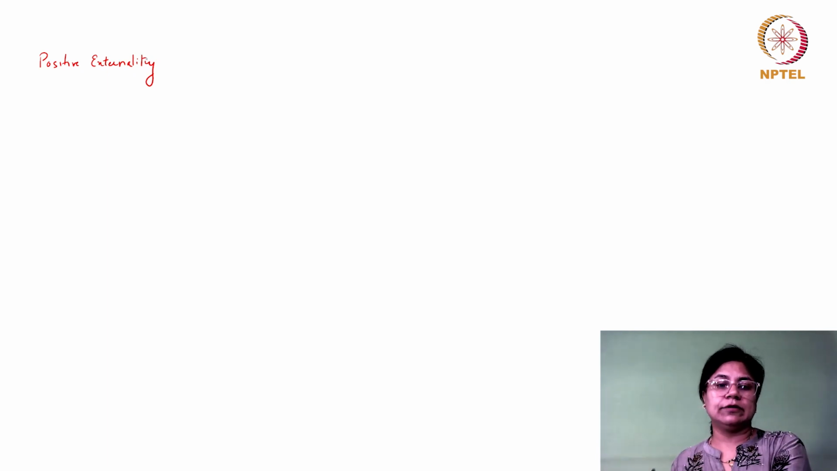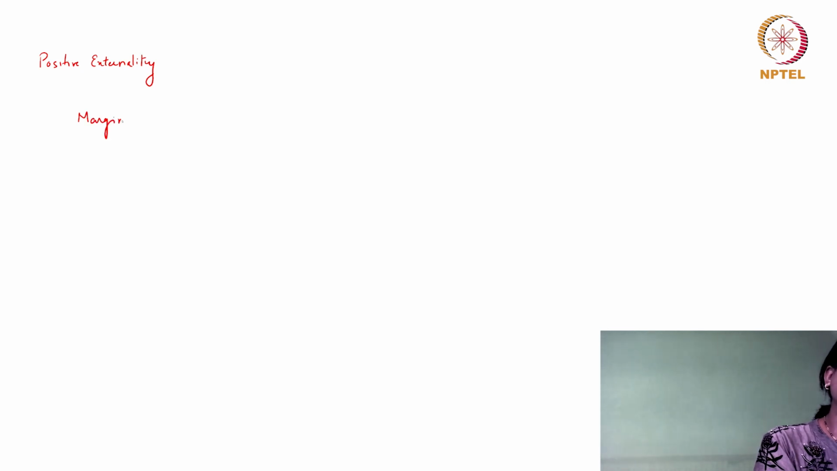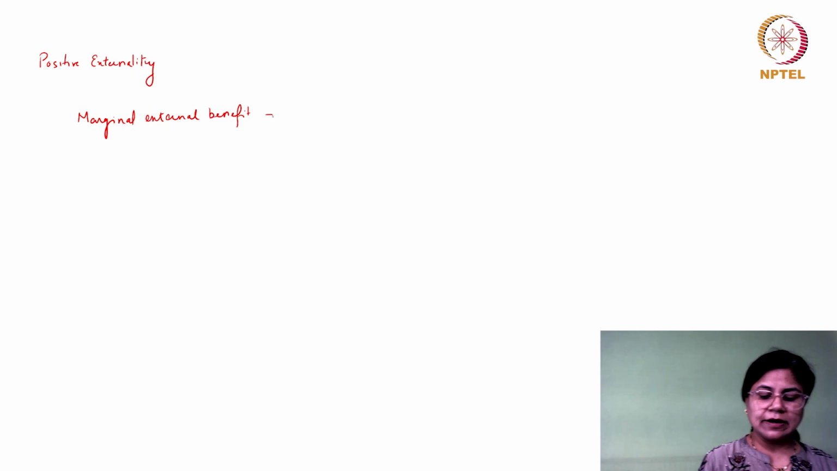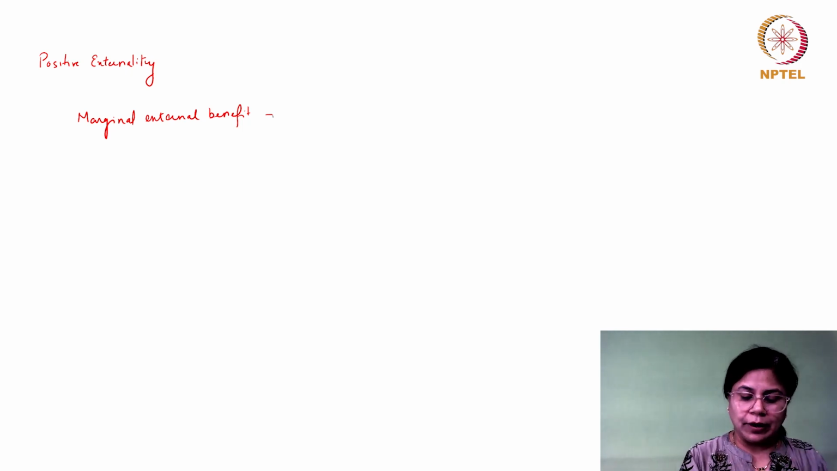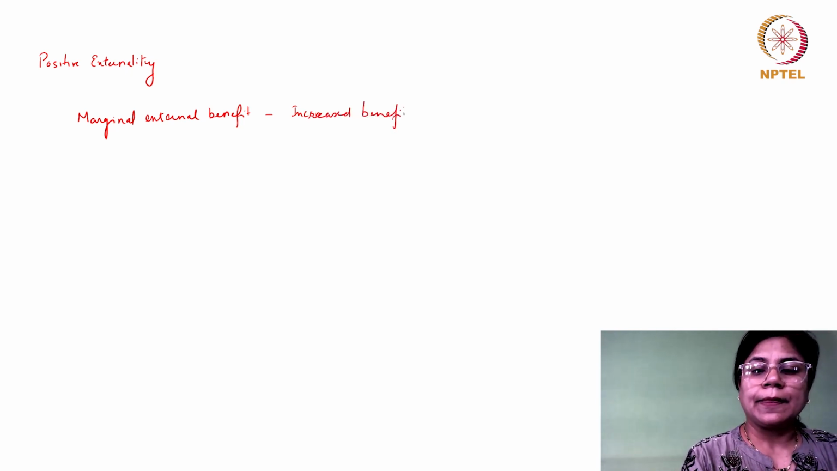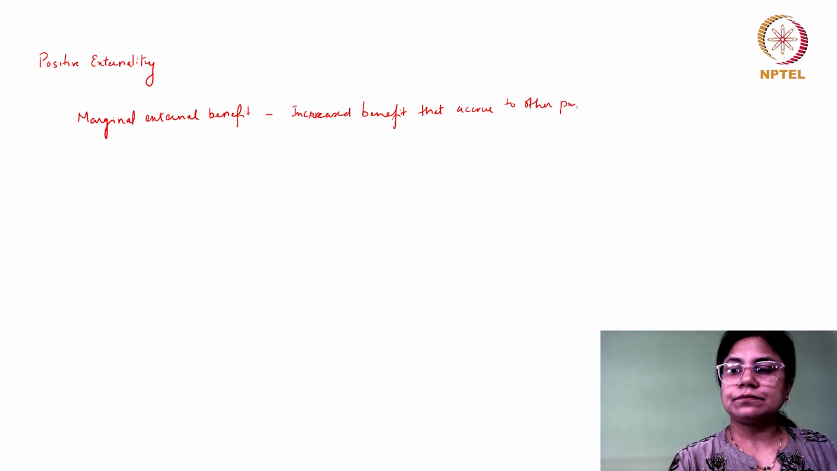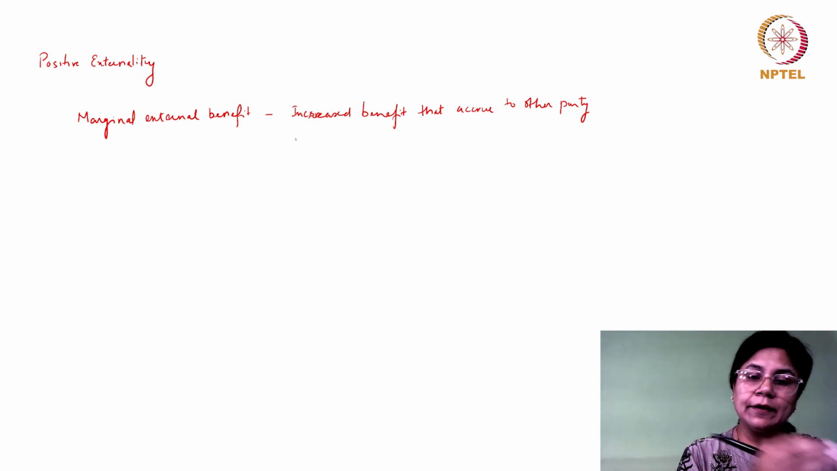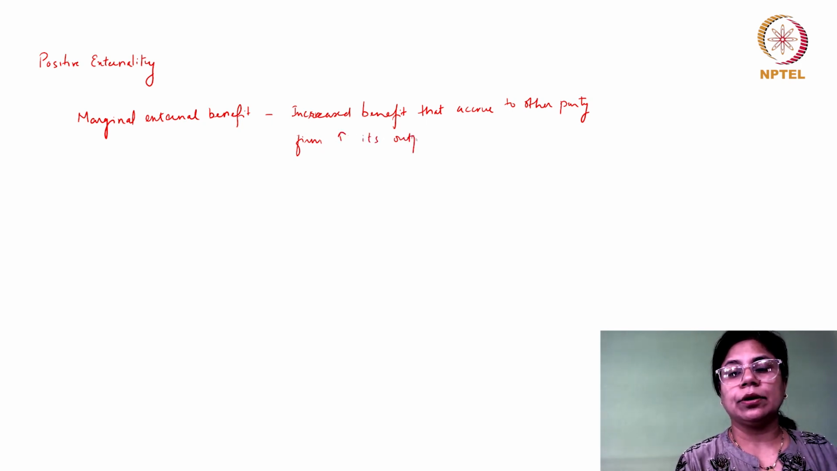So what we talked about in the last section, when we talked about negative externality, was the marginal external cost. Now we will talk about marginal external benefit. Let me put it here: marginal external benefit. What is that? This is essentially an increase in the benefit which accrues to the other firms, or the other parties, as this particular firm increases its output by one unit. So, the increased benefit that accrues to other parties when a firm increases its output by 1 unit.